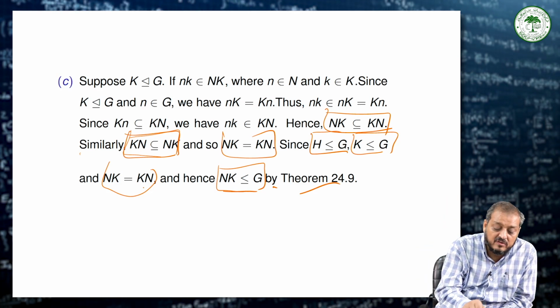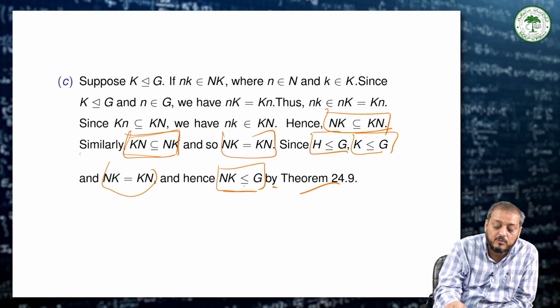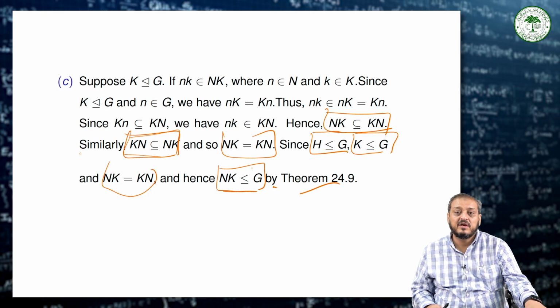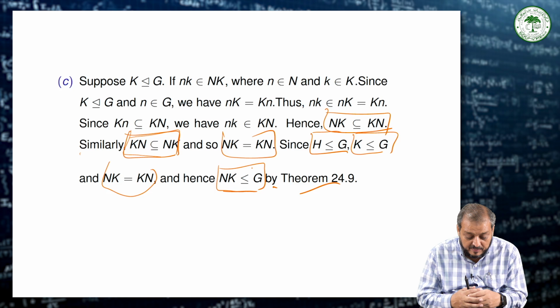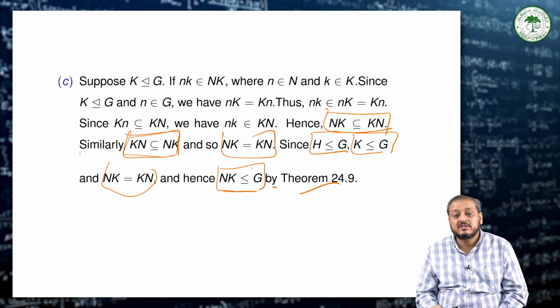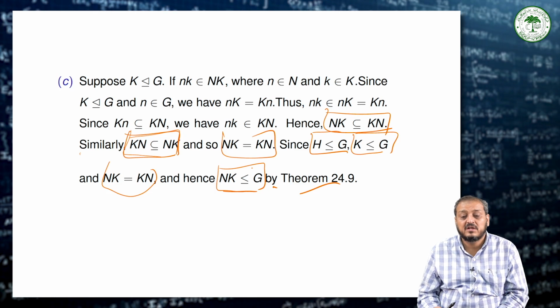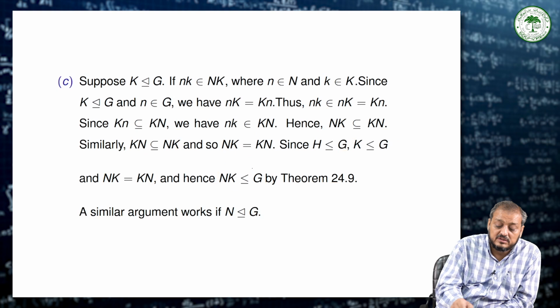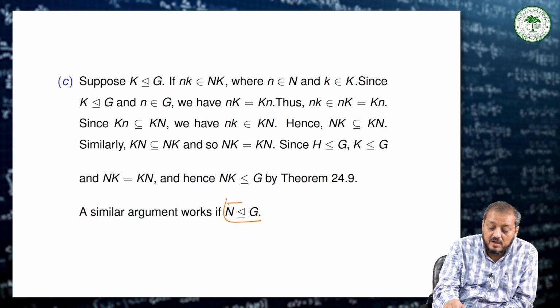So by Nk is equal to Kn, this means Nk is a subgroup of G. By using this theorem, we can easily say that it satisfies these conditions. So we prove that clearly Hk is a subgroup. Now we have to show that a similar argument works if N is normal in G.